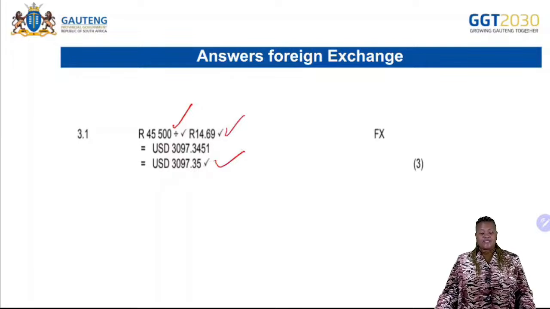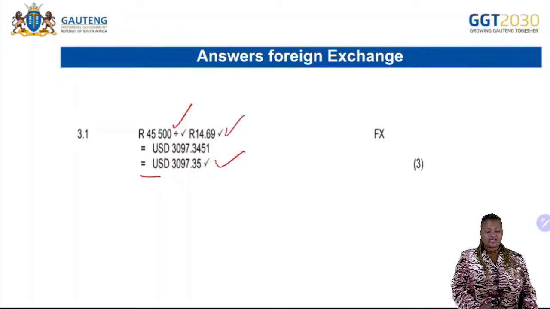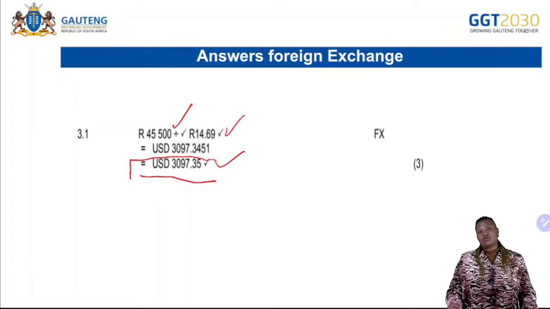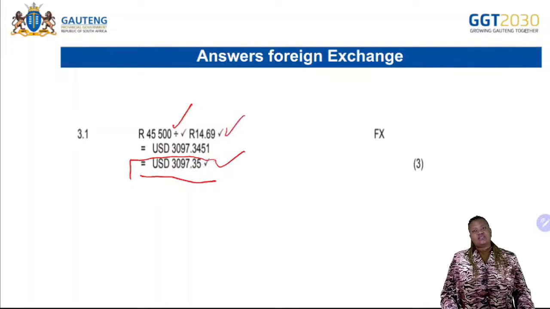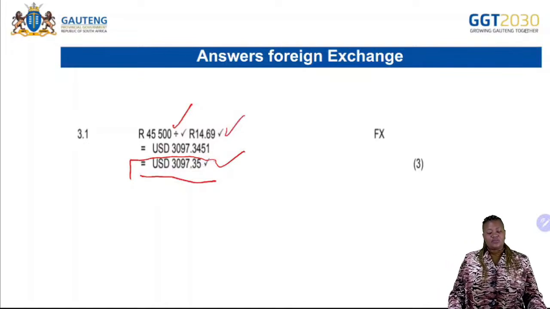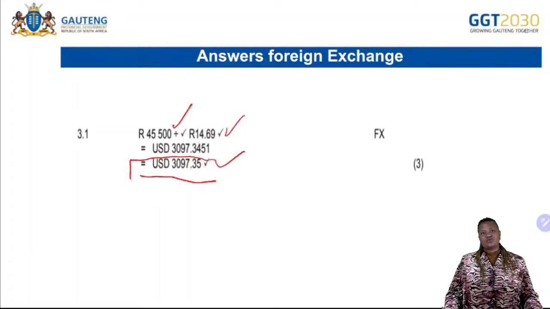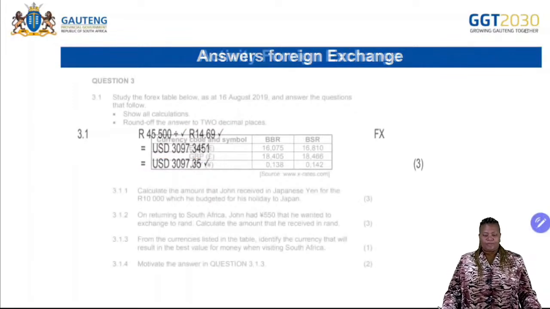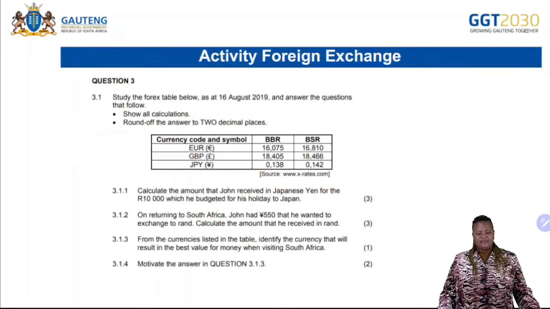So it's very important, learners. We mark the one that is rounded off. It's the one that counts marks. We mark that answer. Don't forget to include your currency code. And also remember that you don't mark the unrounded answer. We want to mark the rounded off. So remember to always round off to two decimal places when you're answering foreign exchange. Then it counts 3 marks.